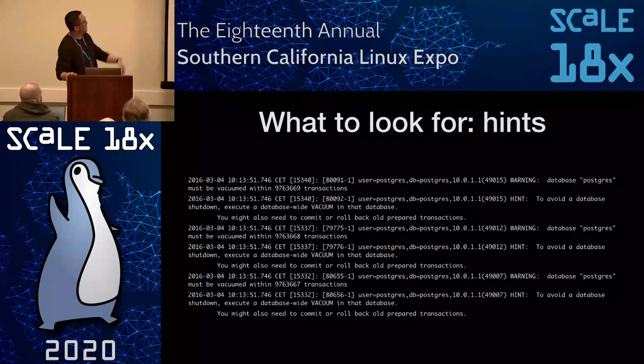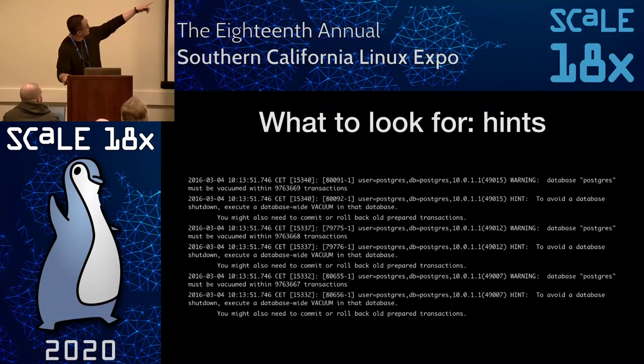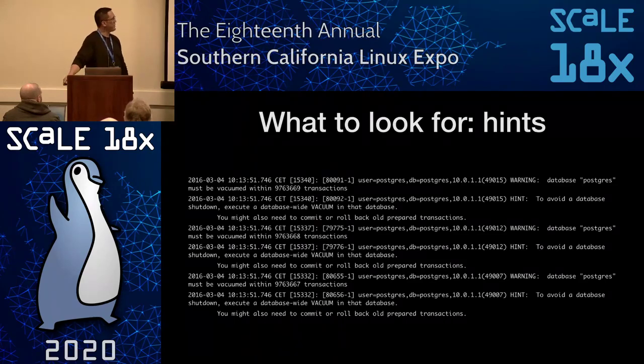My customer might come to me and say, hey, Richard, what do I do? I'm getting this warning. I don't know how to deal with it. I say, well, why don't you read the hint? It says, to avoid a database shutdown, execute a database-wide vacuum in that database. You might also need to commit or roll back all prepared transactions. So I say, okay, let's log into your database and run a vacuum. And 10 minutes later, everything's great. The warning's gone, right? In case you're wondering, this is a wraparound warning.